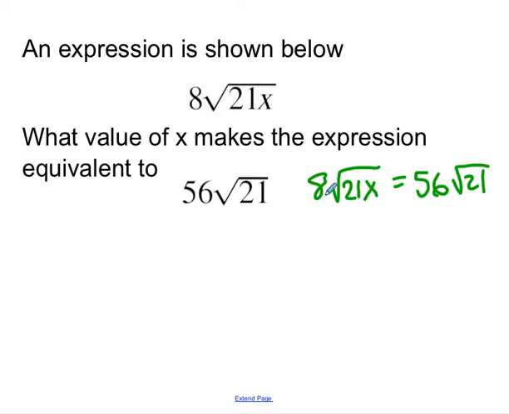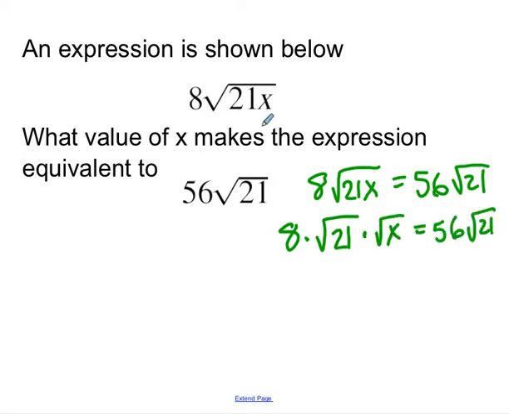So again, I'm going to rewrite my left-hand side here as 8 square root of 21 square root of x, and that's going to equal 56 square root of 21. Notice again, the only difference is the x comes out, and so this factor of x is what gets multiplied by 8 to get 56. So my square root of 21 is going to cancel. I'm going to divide both sides by 8. And so we're going to get the square root of x is equal to 7.